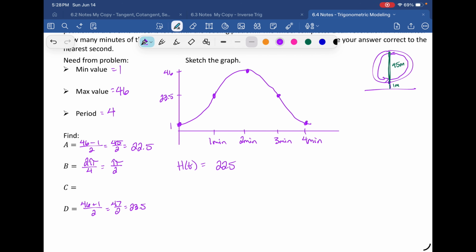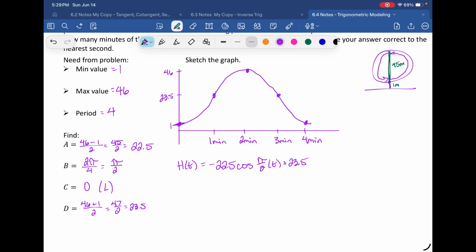I have a very clear low point right here, 0. But since that's a low, my amplitude will be negative because cosine starts high, which is where I'm going with this. Cosine, negative 22.5 cosine of pi over 2 t plus 23.5.